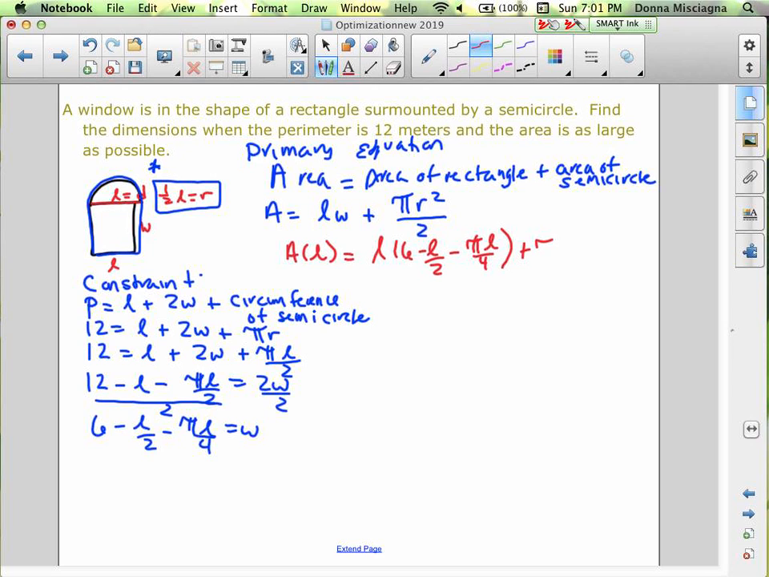So we've got pi, we've got half an L squared divided by 2. All right, we really want to simplify that. I don't want to take any derivatives of that equation without simplifying first. So A of L equals, all right, so we'll multiply everything by the L here. That's a parentheses here. So we have 6L minus, this would be L squared divided by 2 minus pi L squared divided by 4.